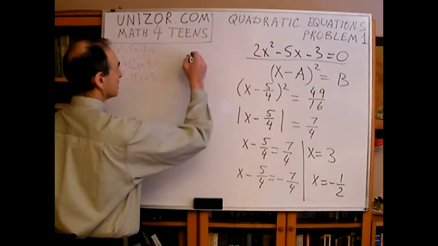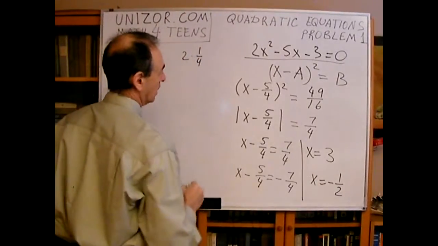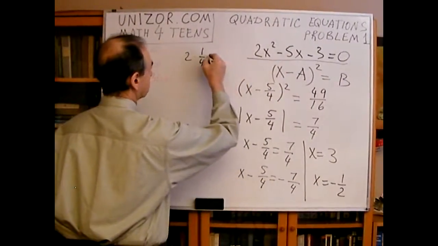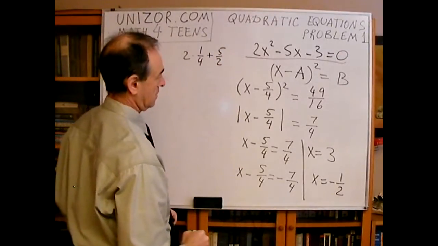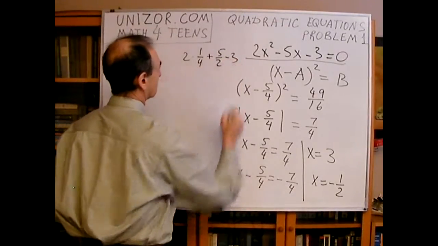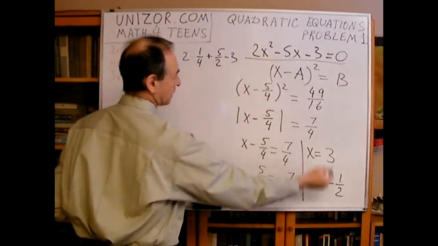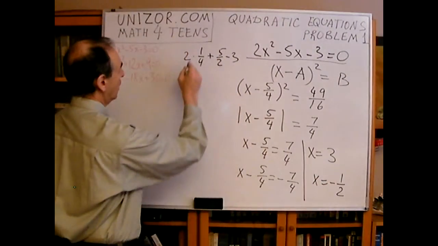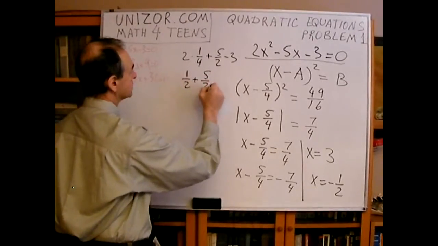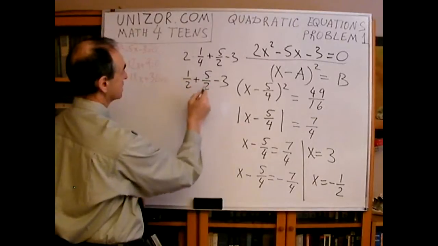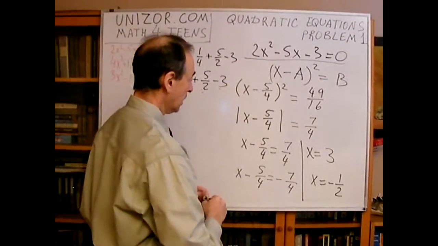All right, let's do it this way. 2 times 1/4, minus, that's plus 5/2, minus 3. Now, plus because minus 5 and minus 1/2, it will be plus 5. Okay, now this is 2/4, which is 1/2, plus 5/2, minus 3. This is 6/2 minus 3, which is 3 minus 3, 0. Everything is fine. Okay, so checking is okay.